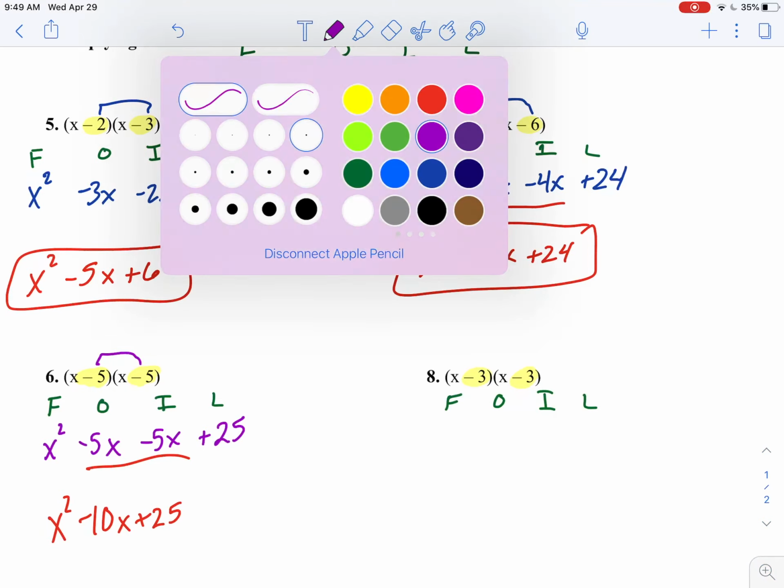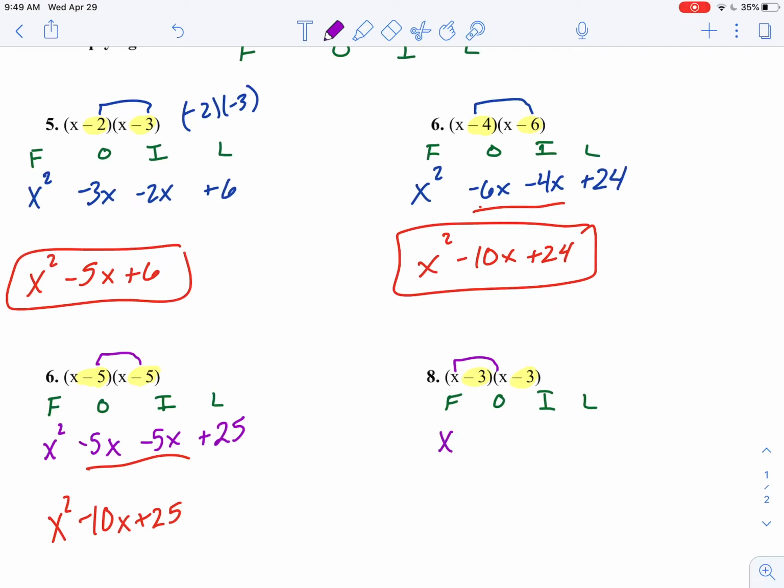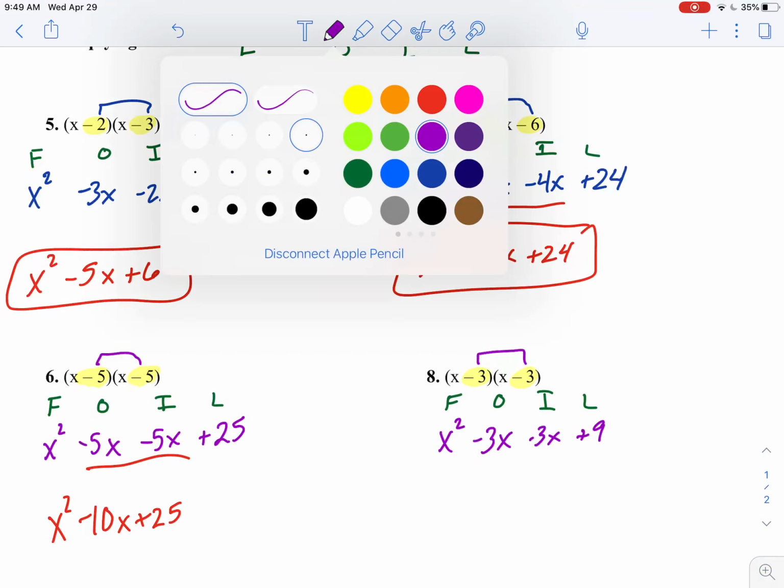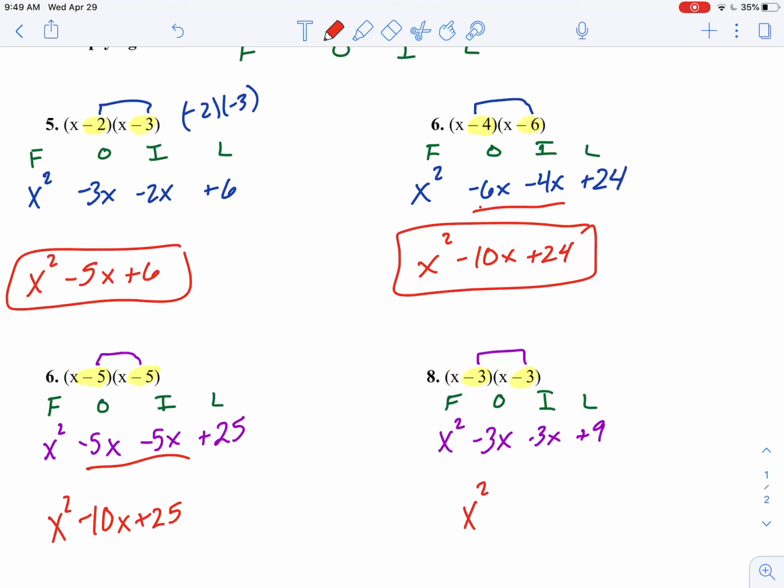And same idea here. First is x squared. The outers, x times negative 3, negative 3x. Inners, negative 3 times x is negative 3x. And the very last product, a negative times a negative is a positive. And 3 times 3 is 9. So I've got x squared. Here are my like terms. Negative 3 minus 3 is negative 6x and plus 9.